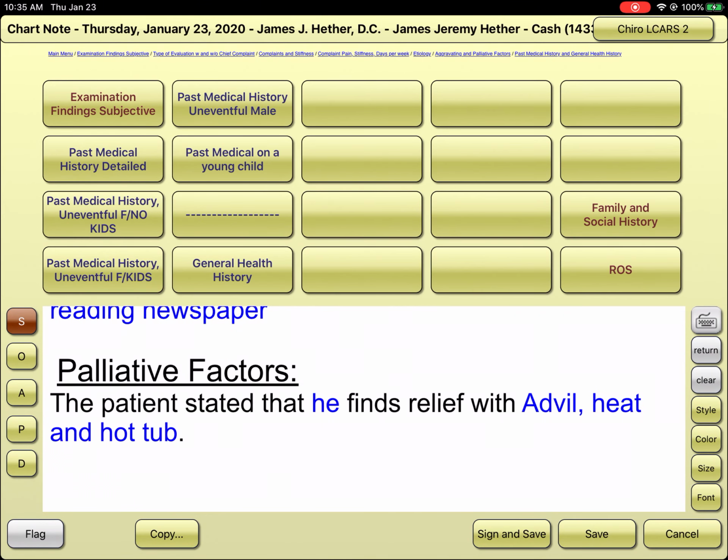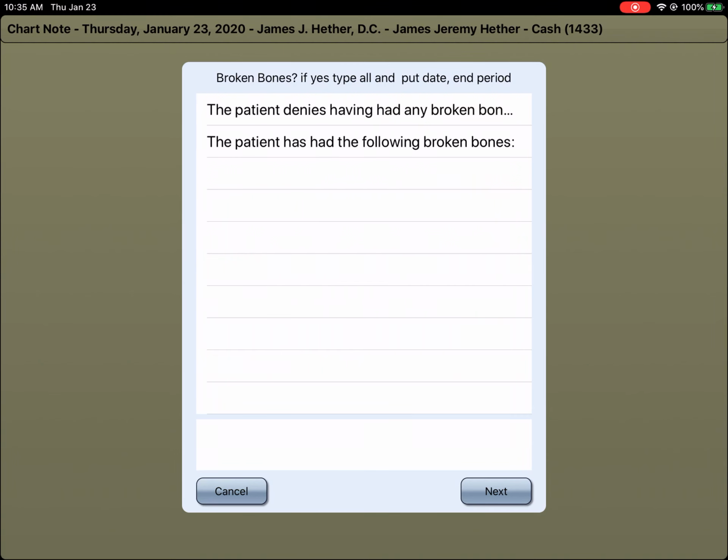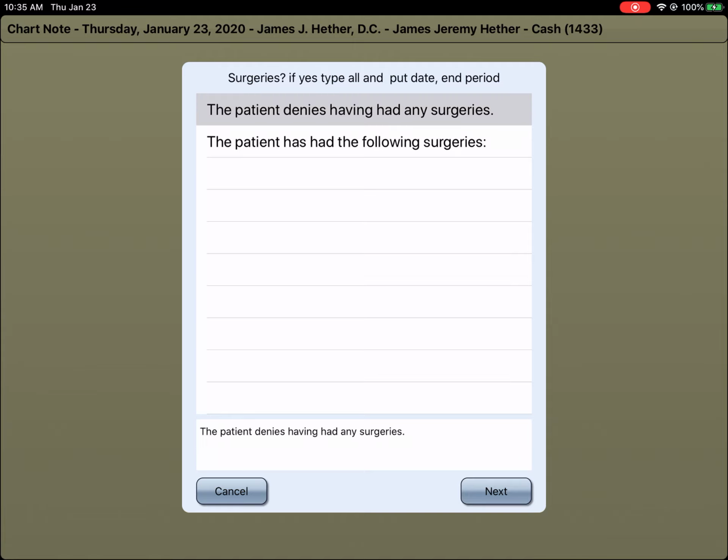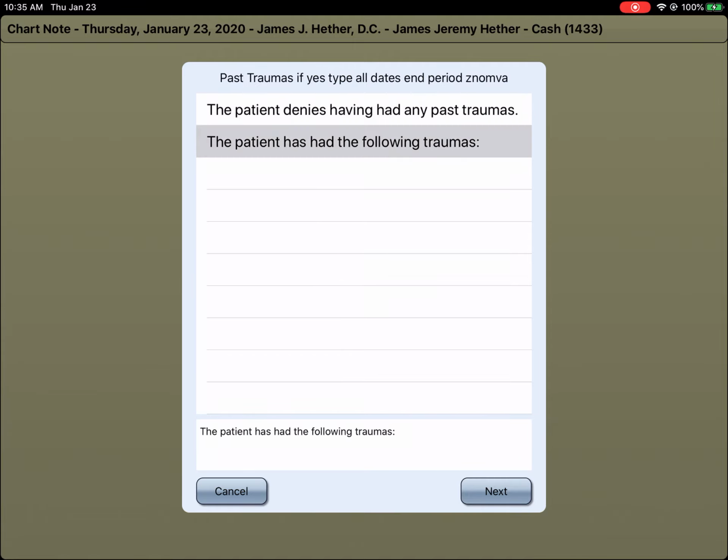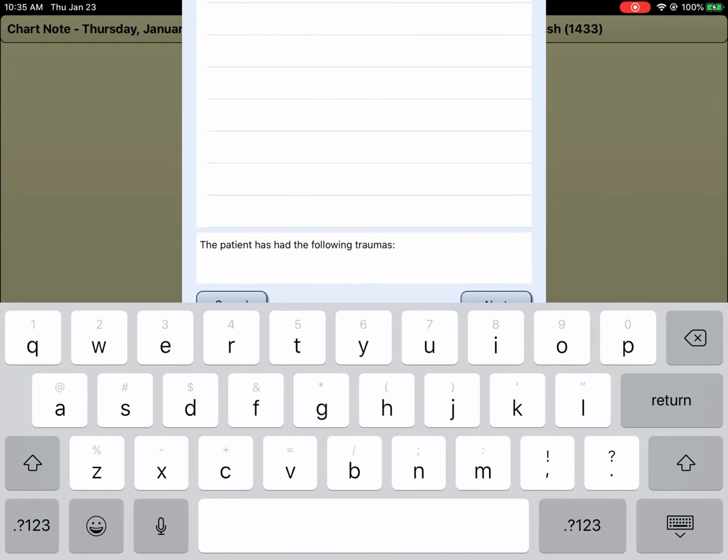their past medical history. Again, if there's an updated exam on a patient that was already existing, we won't have to do this. But we can just basically say this person denies having had any broken bones, any surgeries, and we can go down to this right here under other traumas.